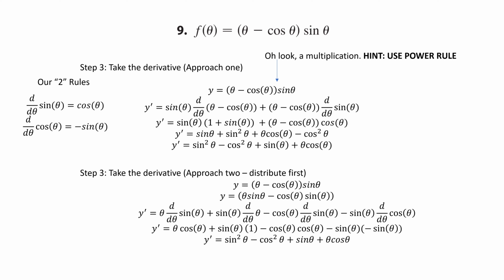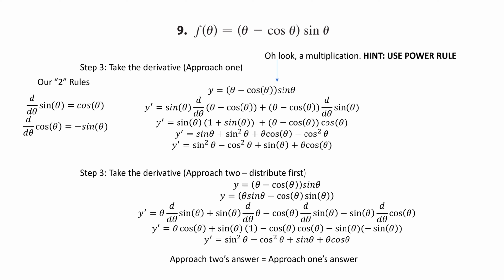I probably should have done this in two steps here, but the negative sine theta times negative sine theta gives you a positive sine theta squared. The second term comes from the negative cos theta times cos theta, which is negative cos theta squared. The third term just comes from that sine theta times 1, which is just sine theta. And then finally you have your theta cos theta. But if you look at this answer compared to the other method, they are identical.